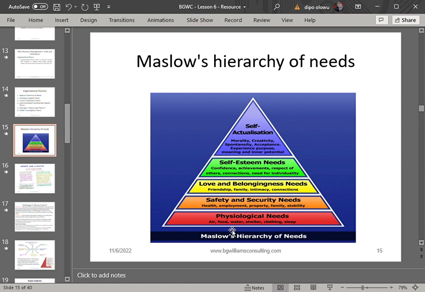It can provide food on the table. It can provide water. It can provide shelter. It can provide clothing. And it can provide sleep. At that level, your basic need is your physiological needs. So Abraham Maslow is saying that at this level, if you have a staff member that is suffering from shelter, he will not be able to perform and give you the best.